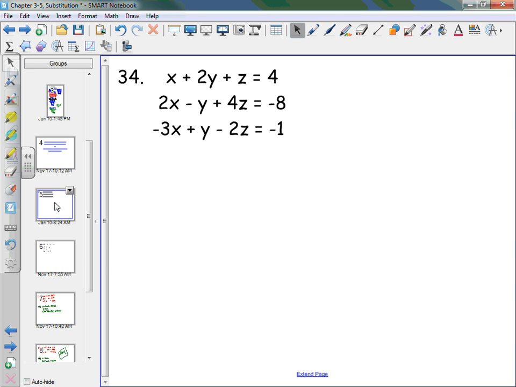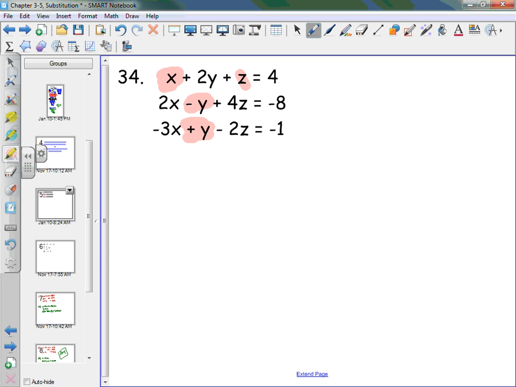Okay, so now, x plus 2y plus z is equal to 4, 2x minus y plus 4z is equal to negative 8, negative 3x plus y minus 2z is equal to negative 1. Here's a 1, here's a 1, here's a 1, here's a 1. Do we see that? So I have lots of coefficients of 1.